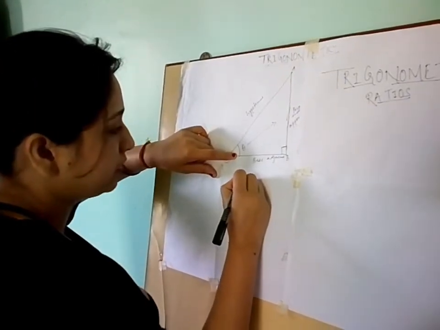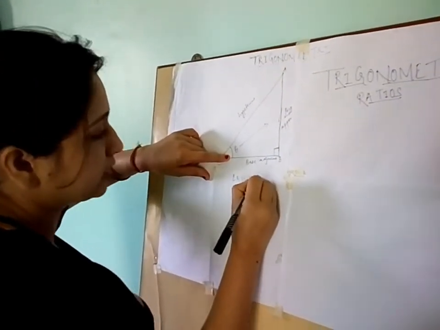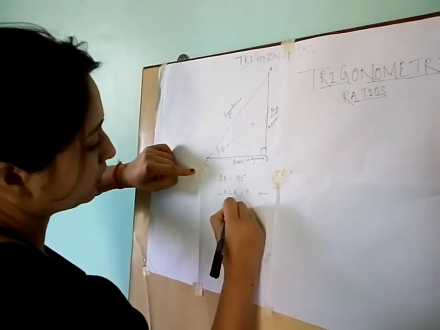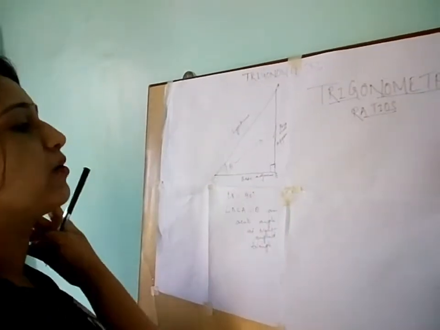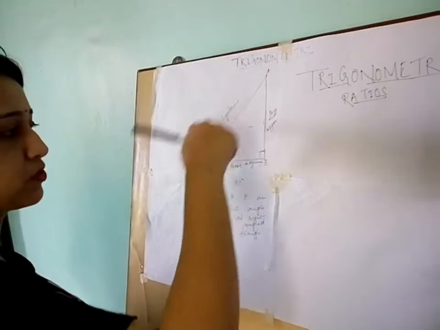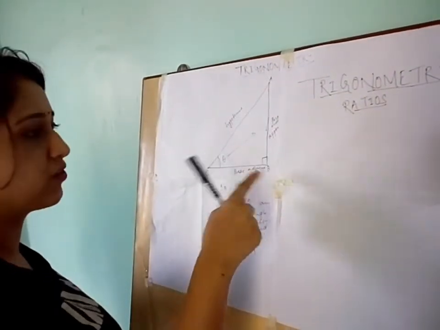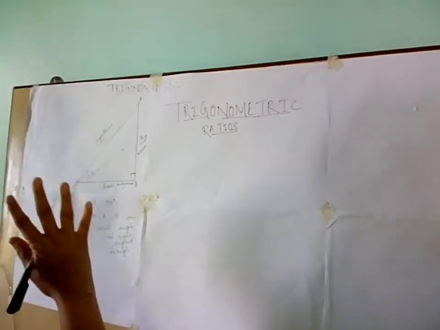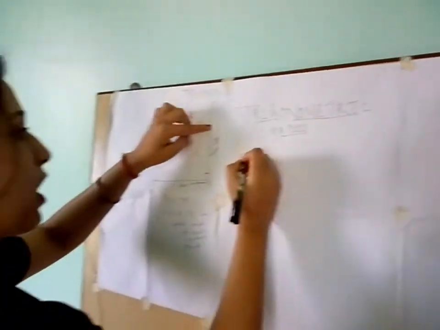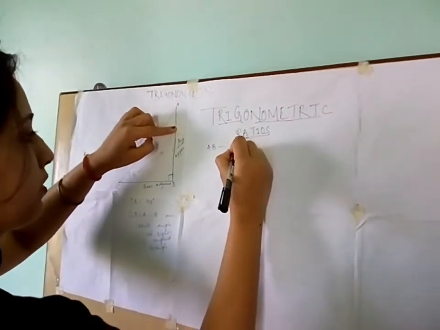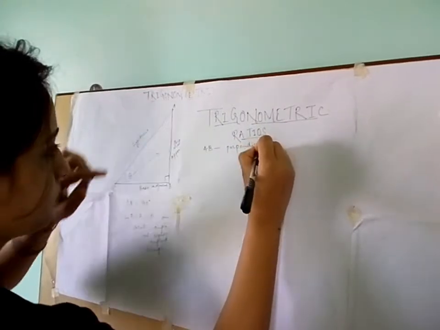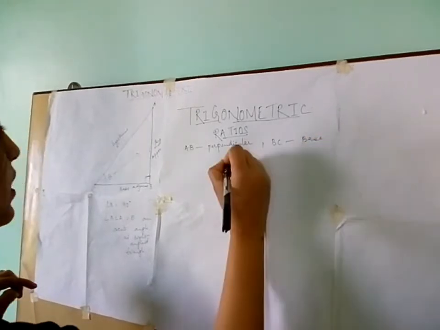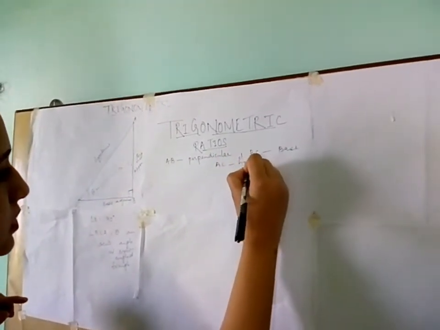In right angle triangle, angle B is 90 degree, angle BCA is our theta, an acute angle. So this is theta, this is our opposite side of theta, this is adjacent side. Now come to the trigonometric ratios. First of all, our AB is a perpendicular, BC is our base, and AC is our hypotenuse side.